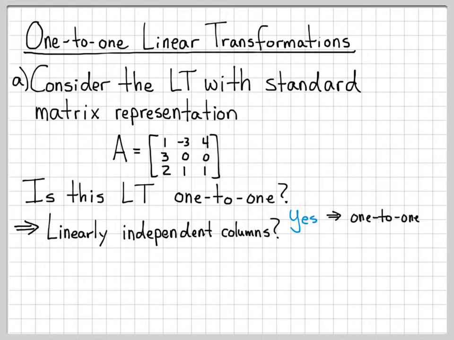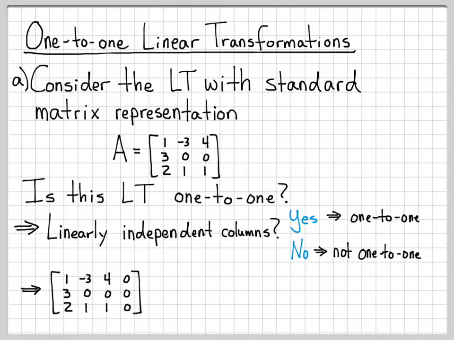So we've already looked at this before. Like I said, if the answer to this question is yes, it is one-to-one. If the answer to the question is no, then it is not one-to-one. So now what we need to do is figure out, are these columns linearly independent? So how do we do that? Well, we can do that by solving an augmented matrix. If this augmented matrix has only the trivial solution, then we know they're linearly independent.